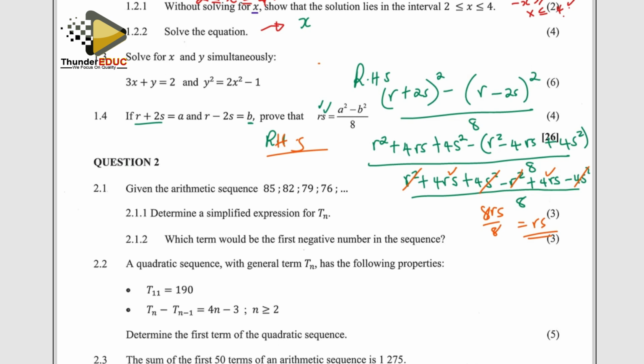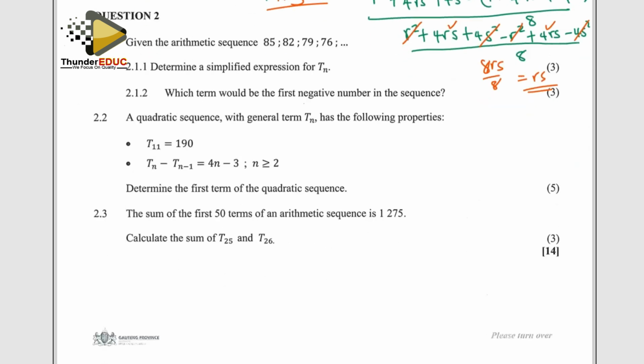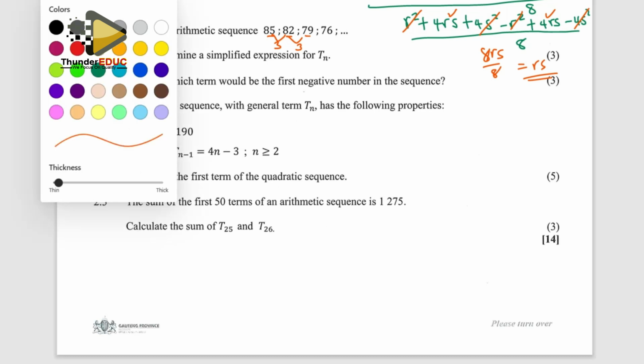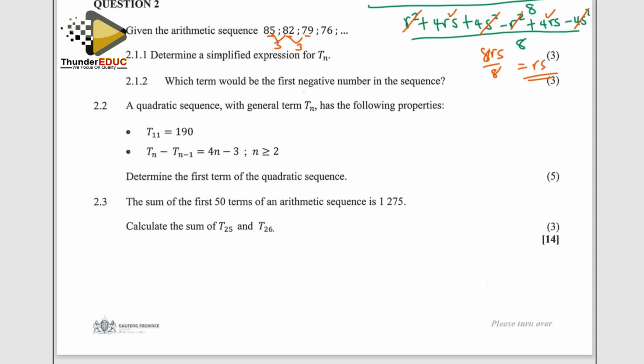All right, then question number 2 is telling us that given the arithmetic sequence, okay, so we have 85, 82, 79, so it's decreasing by 3 if I'm to look at it. Yes, then they want us to determine the Tn. So we know that with an arithmetic sequence, the general term is given as a plus n minus 1 into d. So our a is 85 plus n minus 1 into the d, which is negative 3.